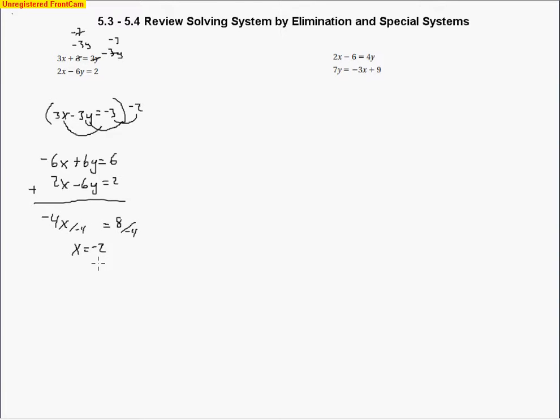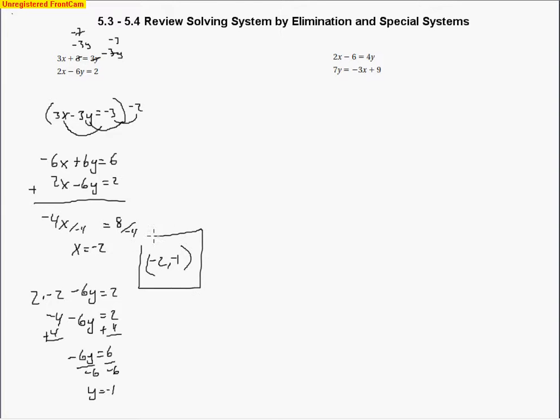So I'm going to take that negative 2 and substitute it back into this bottom equation here. So I have 2 times negative 2 minus 6y equals positive 2. When I do that work, I get negative 4 minus 6y equals 2. I add the 4 to both sides, and I've got negative 6y equals 6. When I divide by negative 6, I end up with y equals negative 1. So I can write the point as an ordered pair, (negative 2, negative 1). That's where the two lines cross.